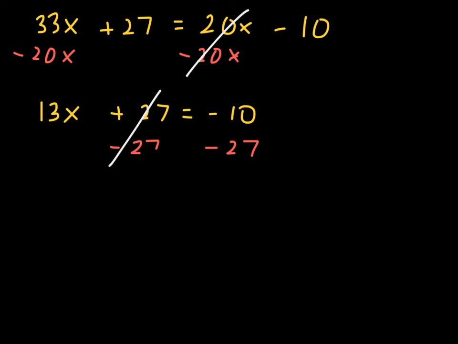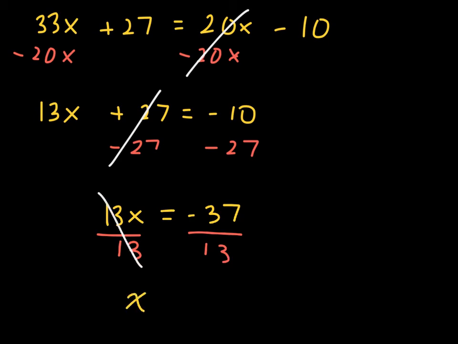So the left-hand side is 13x, just bring that down. And the right-hand side, when you have negative 10 and then you subtract 27, you're now at negative 37. Now the opposite of multiplying by 13 is dividing by 13. Of course, 13 divided by 13 is just 1. So you get 1 times x, which is just x, is equal to negative 37 thirteenths.